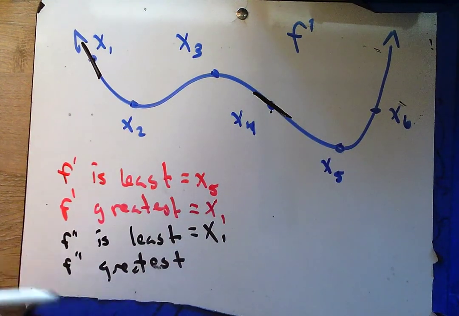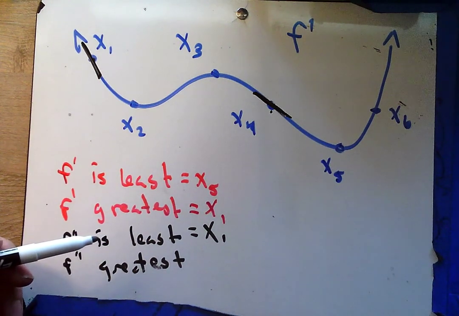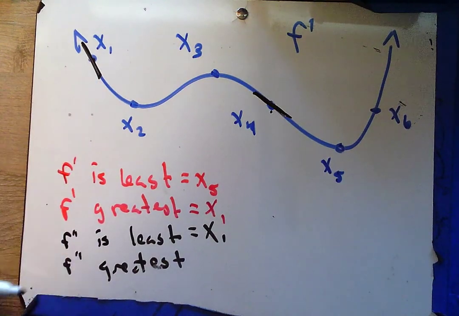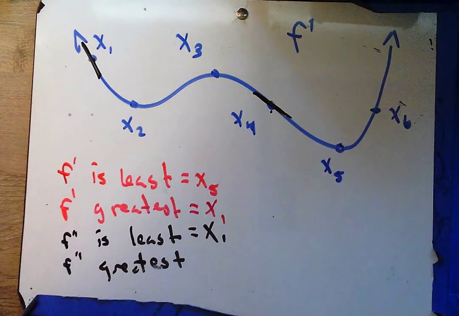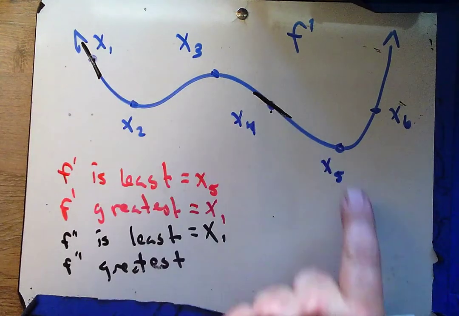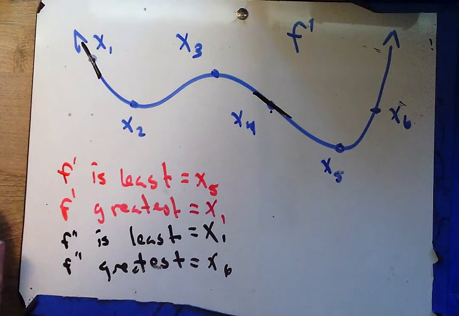Now, most negative slope on f prime is where f double prime is least. What about when f double prime is greatest? Well, now we're looking for when the slopes on f prime are most positive. These are negative slopes, that's a zero slope. I guess I'm going with x sub 6. That's the place with my most positive slope on f prime.